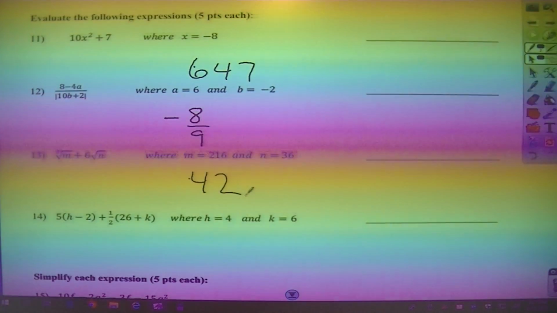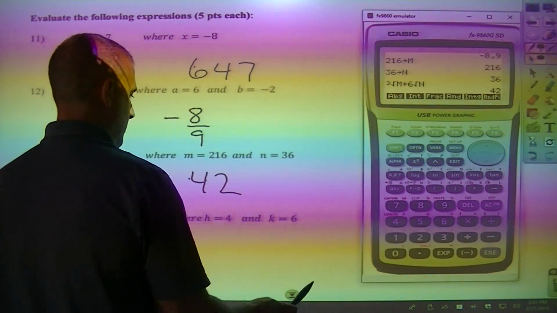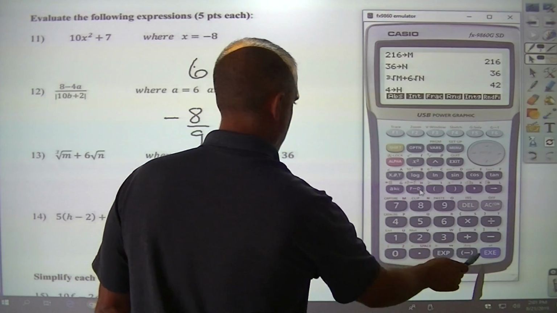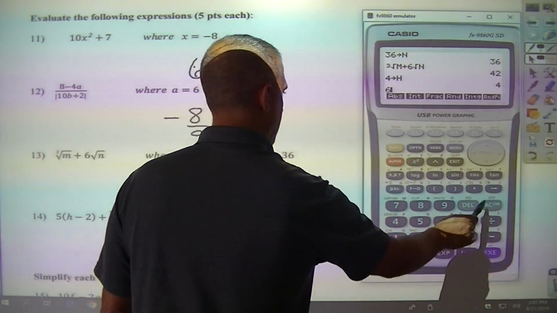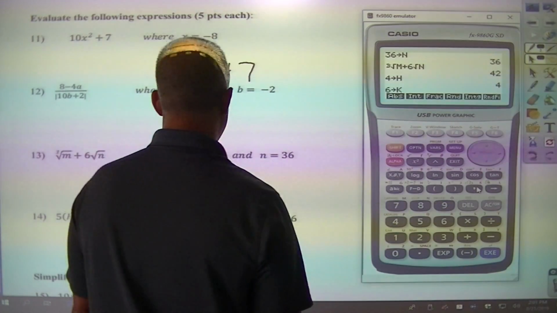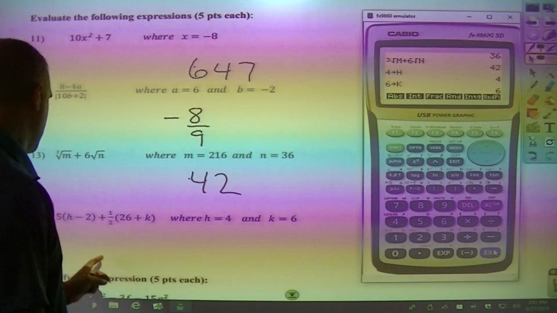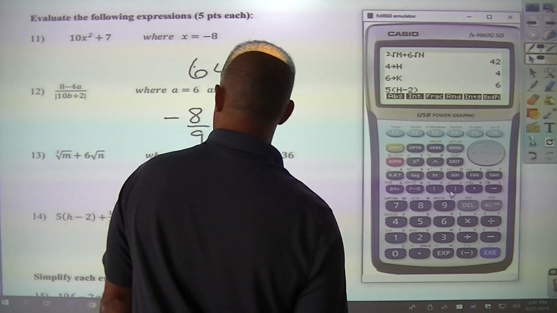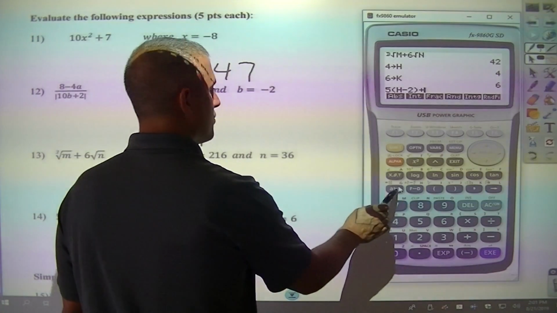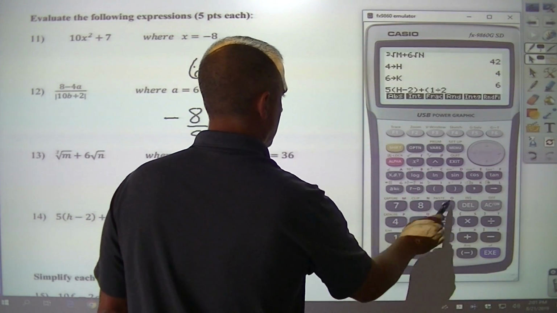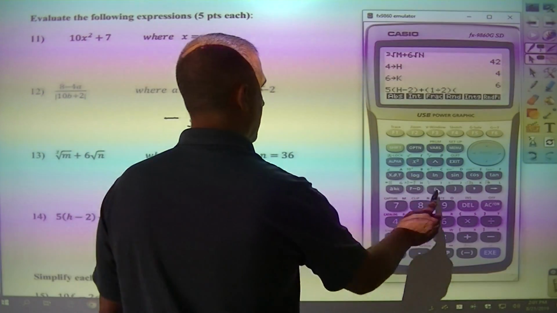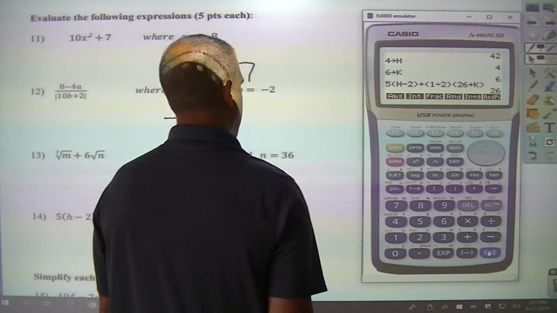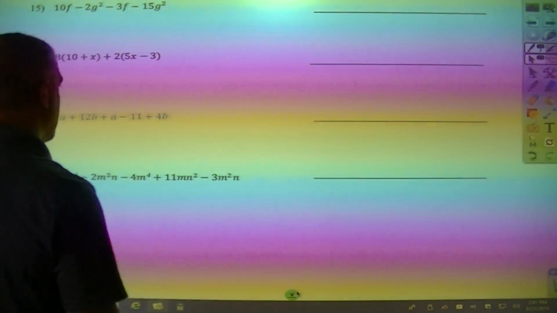We're going to store 4 for H and 6 for K. 4 arrow alpha H. 6 arrow alpha K. Then 5 parentheses alpha H minus 2 plus a half, which you could use the fraction button for. Then 26 plus alpha K. 26 would be the answer.